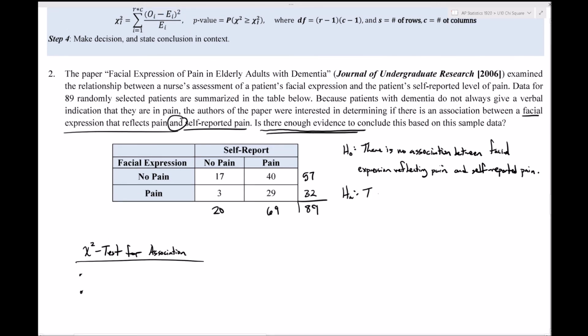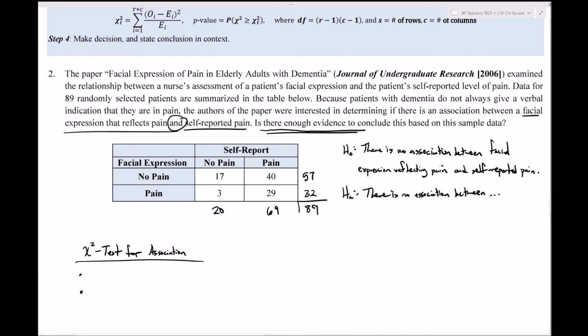There is no association between. So there is no association between. And then I'll just go ahead and leave it at that. That's good enough. So those are my hypotheses.